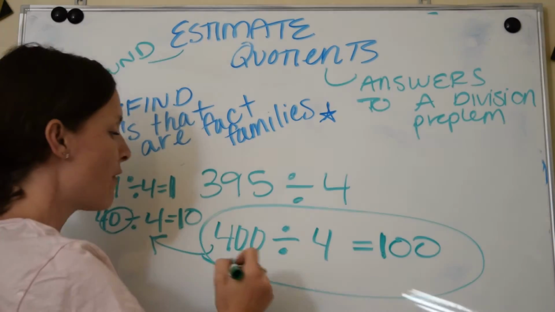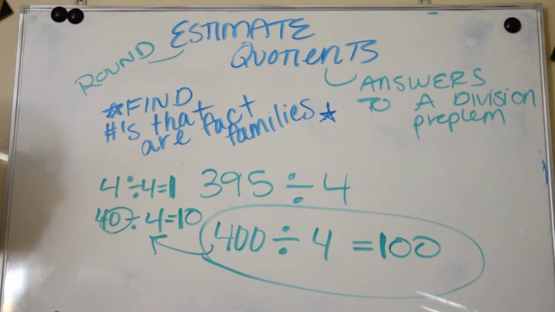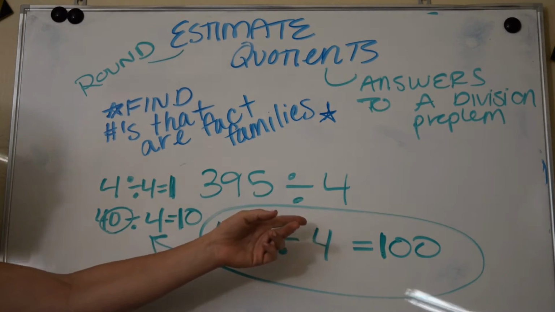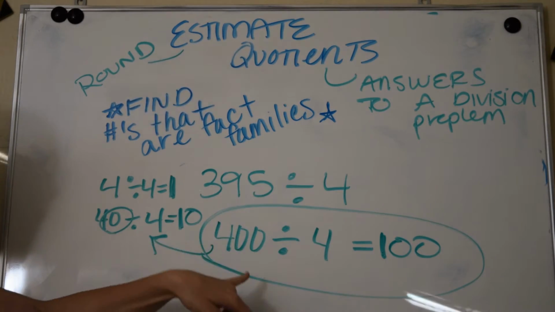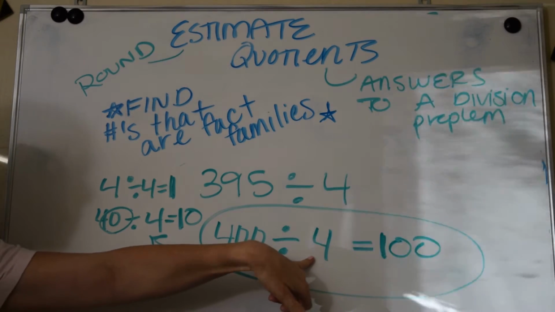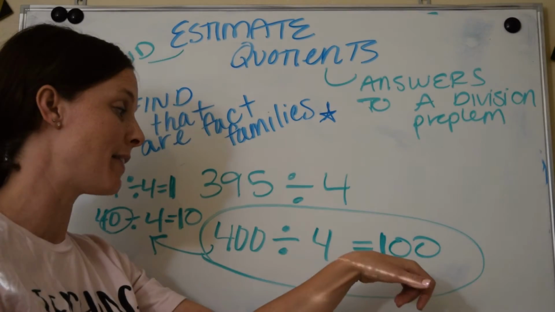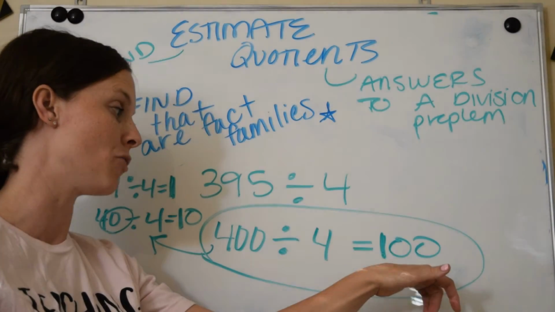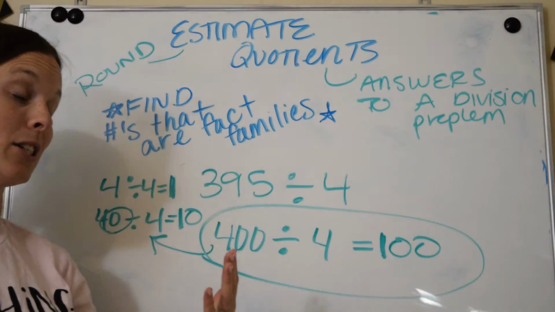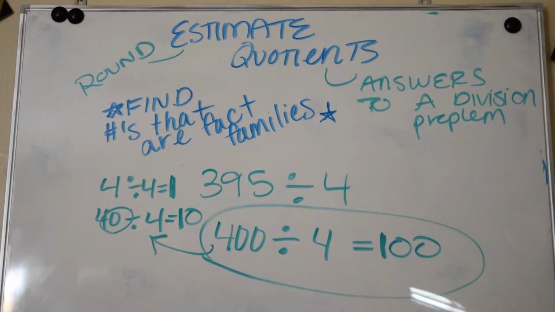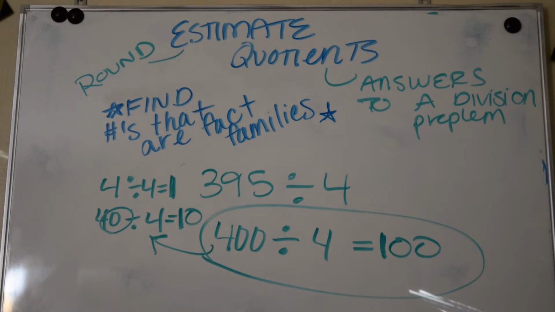So this would be our final answer for this original problem if they said estimate quotients to find your answer. We rounded it to 400, we kept the 4, we used our patterns trick in order to find the answer, and the answer is 100. And that's all it's asking us to do. Let's go ahead and look at another one.